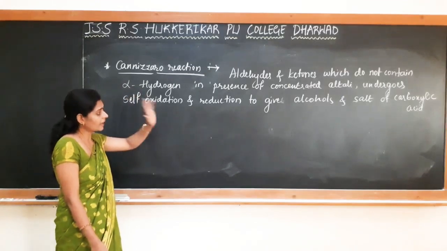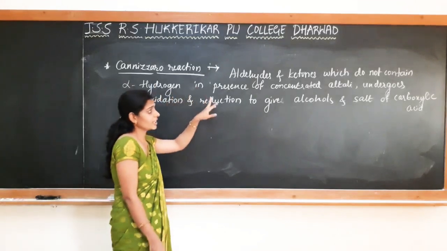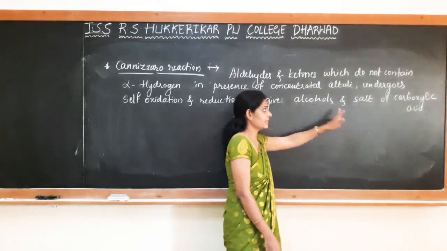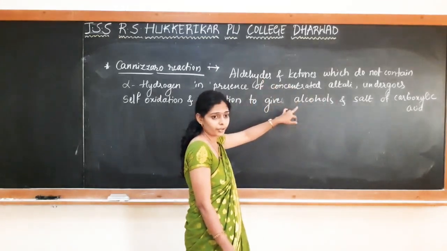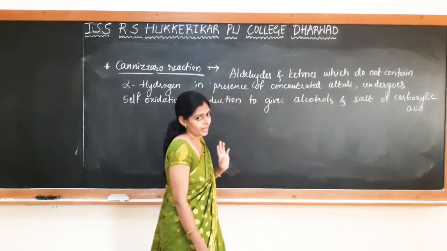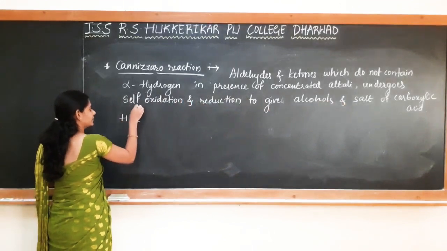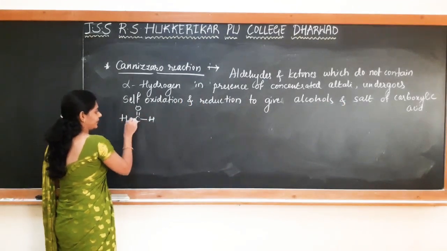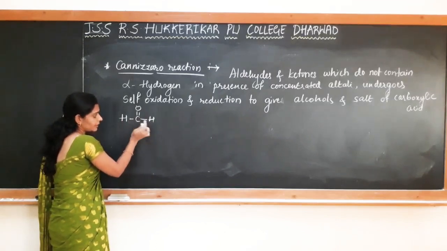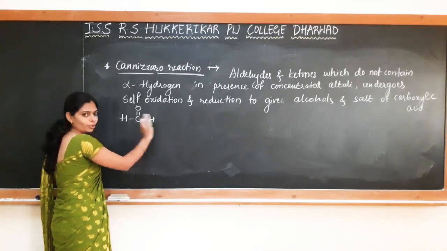Simultaneously oxidation and reduction take place, and when an aldehyde is subjected to oxidation, there is a formation of a carboxylic acid, and when it is subjected to reduction, there is a formation of an alcohol. So the respective alcohol and carboxylic acid are formed. We'll see the example here. I'll take an example of formaldehyde. Here this is the functional group, and the carbonyl group is attached to 2 hydrogen atoms. So there is no alpha carbon, no alpha hydrogen.